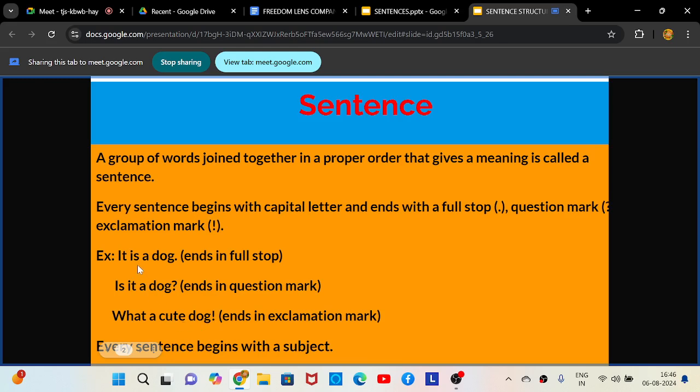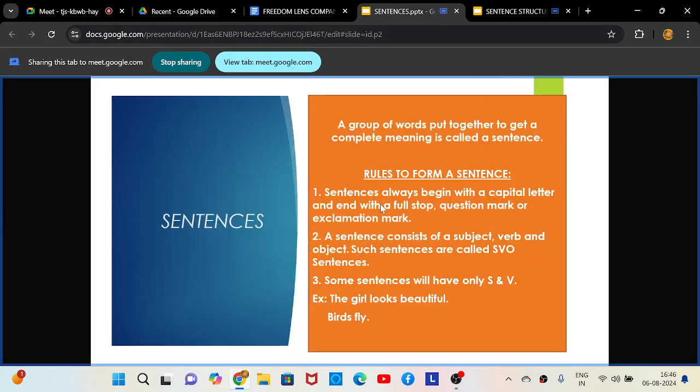So there are three types of sentences actually: those that end with a full stop, those that end with a question mark and those that end with an exclamation mark. Now coming back, sentences begin with a capital letter and end in either of these three ways.